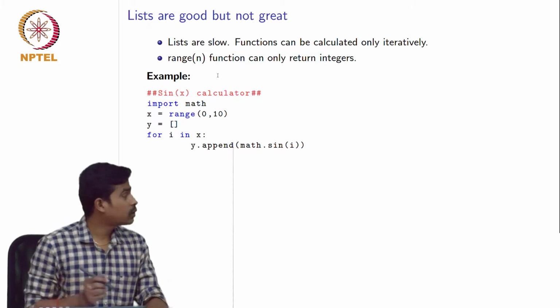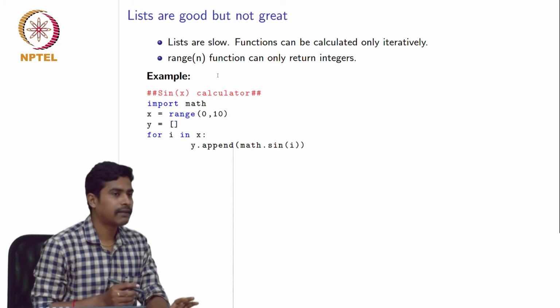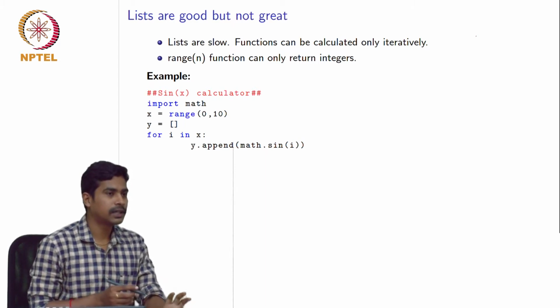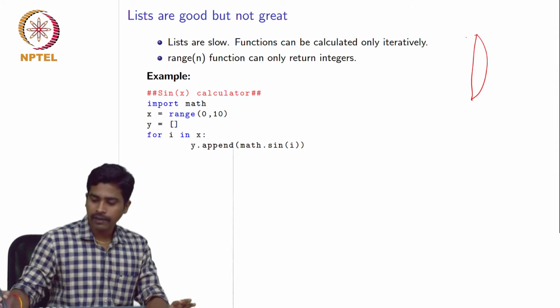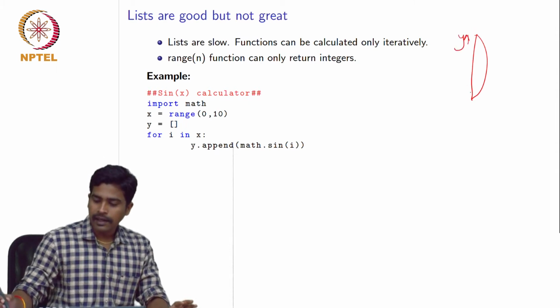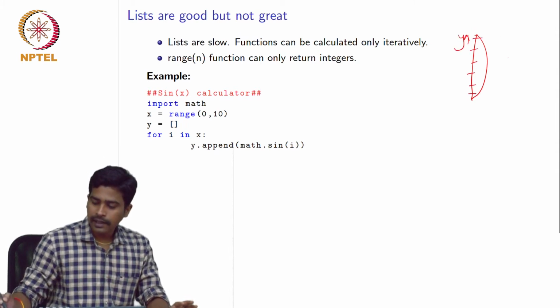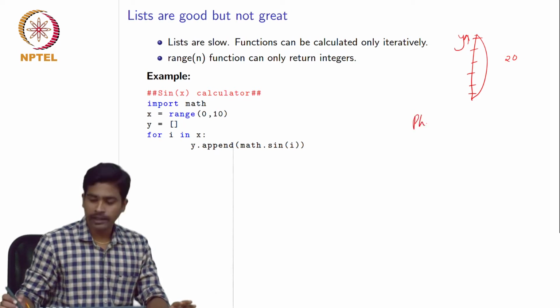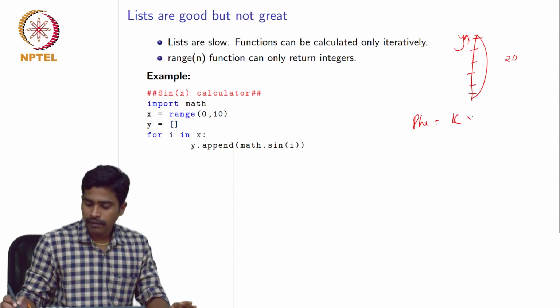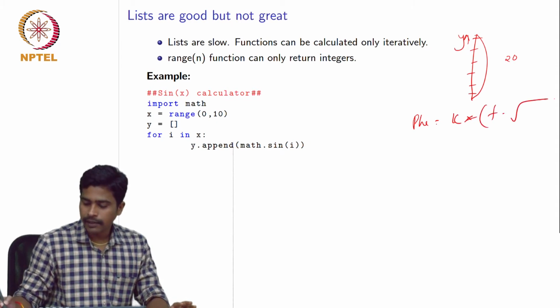As I have shown in the previous exercise, we calculated the phase function of a lens using lists, right? So we had a lens, and this is the y-axis, and we have sampled this y-axis at around 20 points, and then we use the equation phi equals k into f minus square root of y square plus f square.